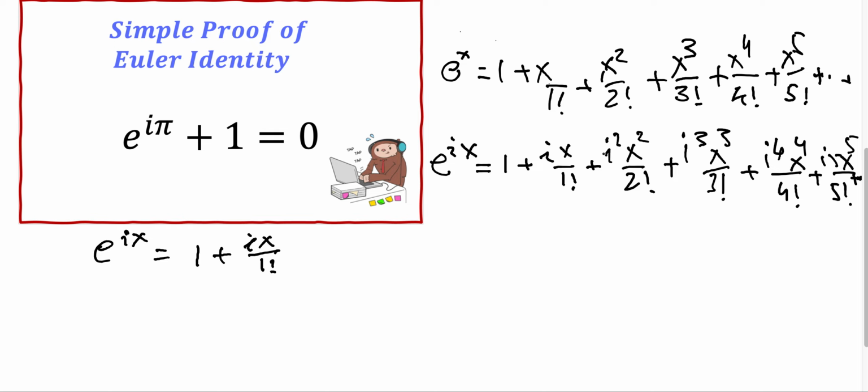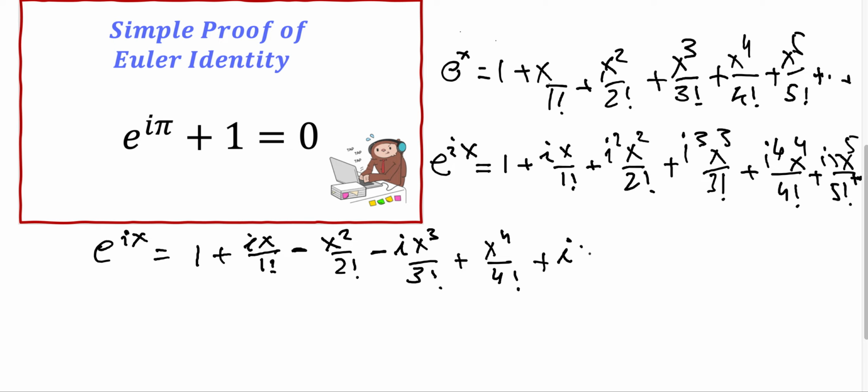Then here we have i squared, but i squared is minus 1. So we can write minus 1 times x squared, so minus x squared over 2 factorial. And here i cubed is minus i. So this is minus i x cubed over 3 factorial. And this i to the 4 is 1. 1 times x to the 4 is x to the 4. We can write plus x to the 4 over 4 factorial. And here is plus i to the 5, which is i to the 4 times i. i to the 4 is 1. 1 times i is i. So here we can write i x to the 5 over 5 factorial.